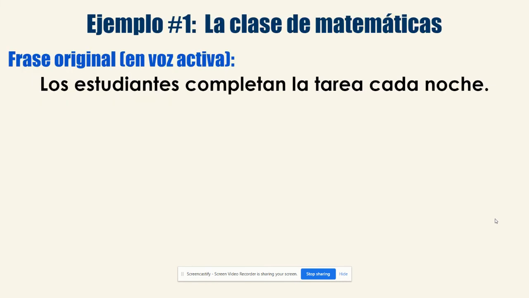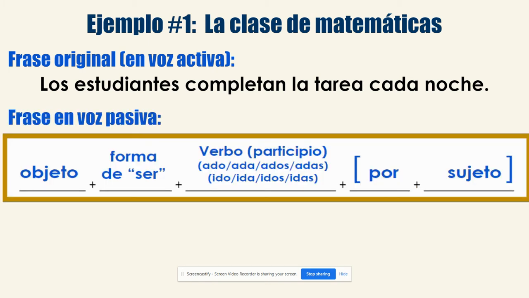So, ejemplo número uno, you can take a look on your graphic organizer, or you can just copy it down on a blank piece of paper or in a notebook. Here's my frase original en voz activa, so the kind of sentence we use all the time. Los estudiantes completan la tarea cada noche. Students complete the homework every night. Okay? Now, we already know, same formula we've been using. To do the frase en voz pasiva, I have to take the same pieces, but I have to put them in a different order. And specifically, if you'll notice, here we're talking about la clase de matemáticas. So here, I'm just saying students complete their homework every night in math class, right?